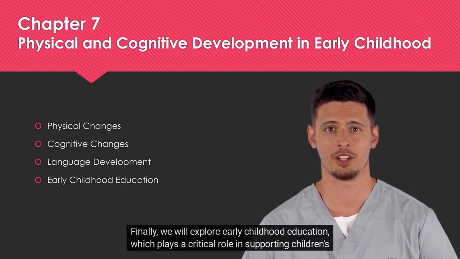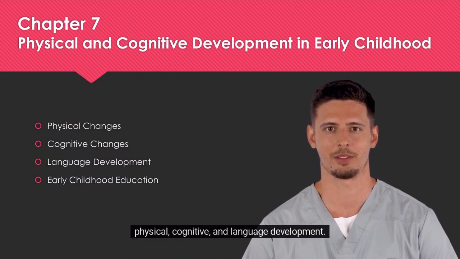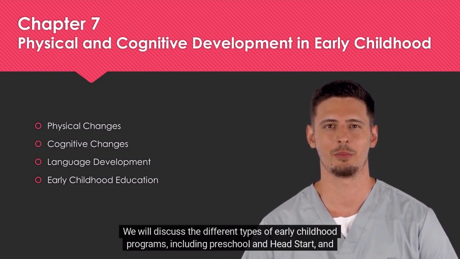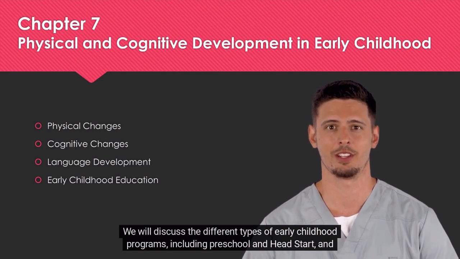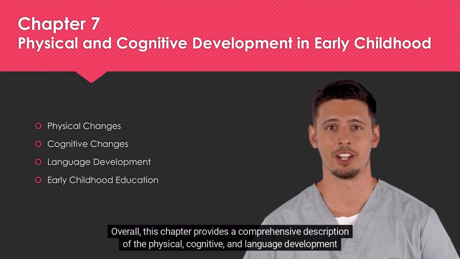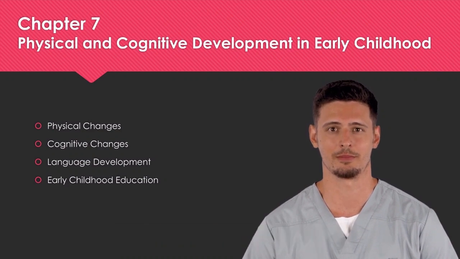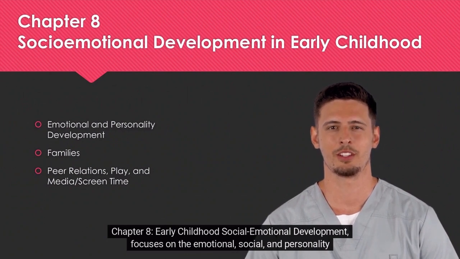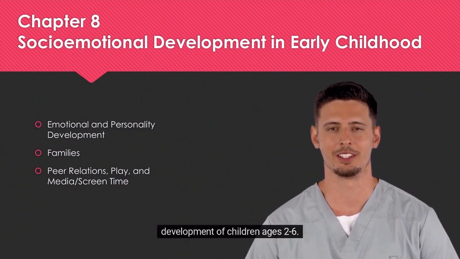Finally, we will explore early childhood education, which plays a critical role in supporting children's physical, cognitive, and language development. We will discuss the different types of early childhood programs, including preschool and Head Start, and the ways these programs support children's development. Overall, this chapter provides a comprehensive description of the physical, cognitive, and language development that occurs during early childhood. Chapter 8, Early Childhood Social-Emotional Development, focuses on the emotional, social, and personality development of children ages 2-6.